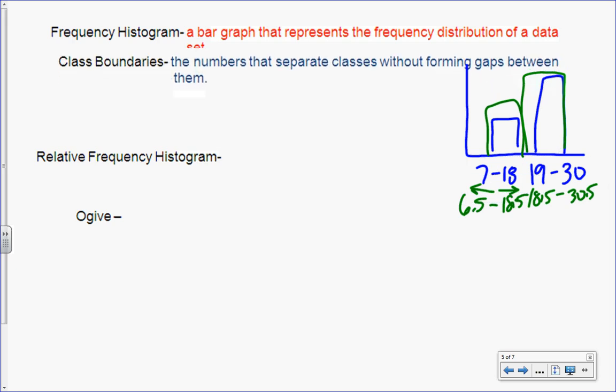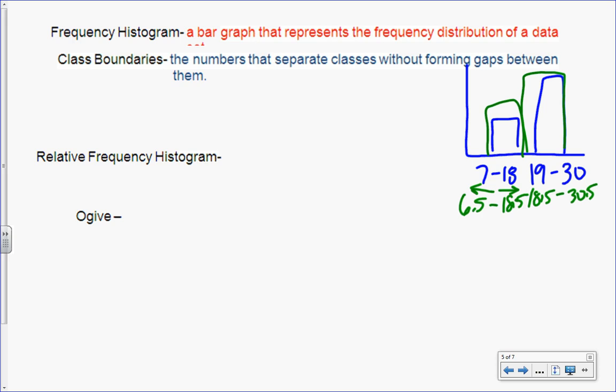And move this up. A class boundary is the number that separates classes without forming gaps between them. The easiest way to do that is to just go a half each way. We are going to have to talk about class boundaries because some of the pictures we're going to look at use the class boundaries.